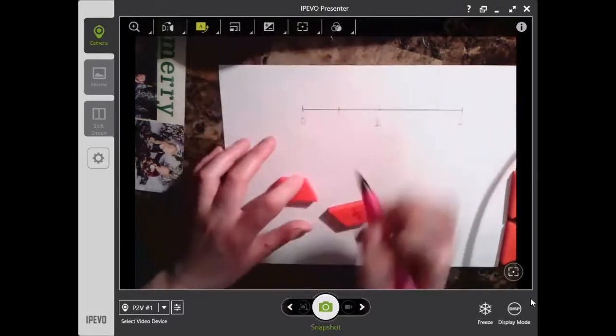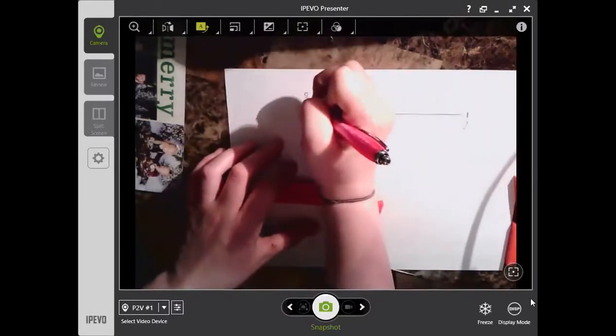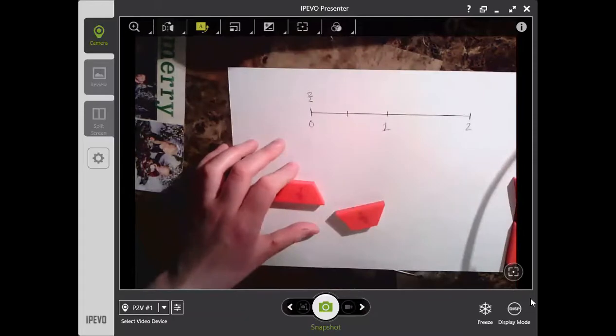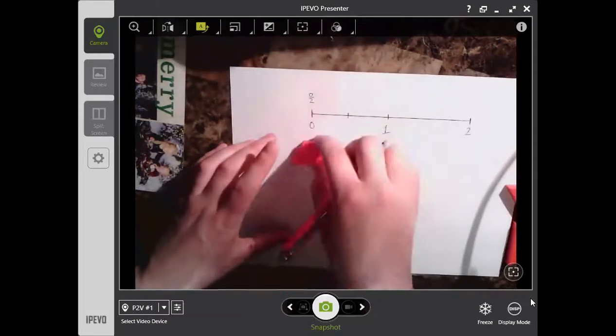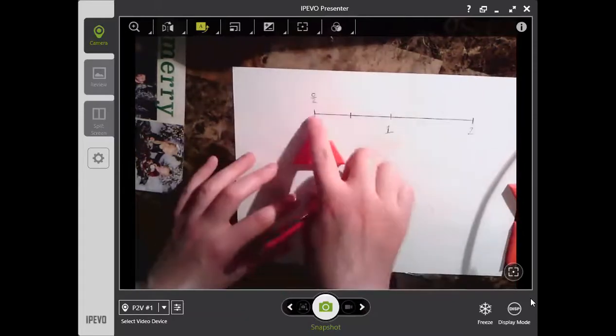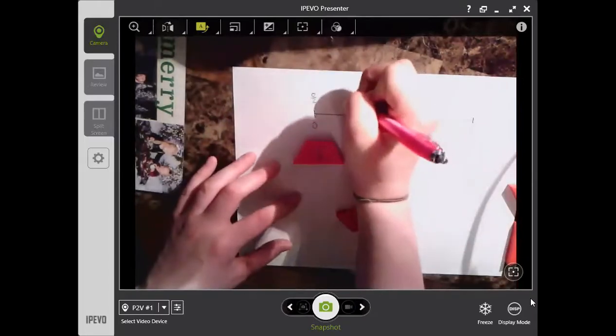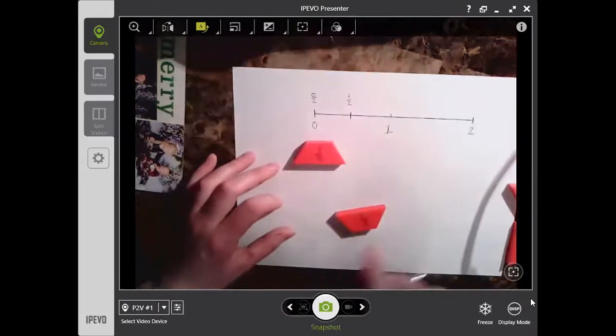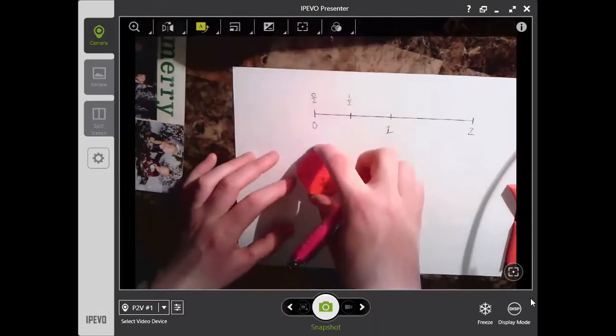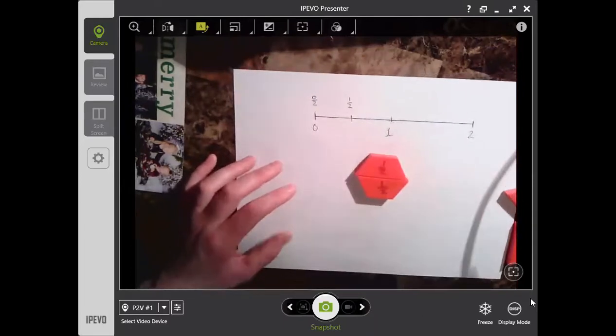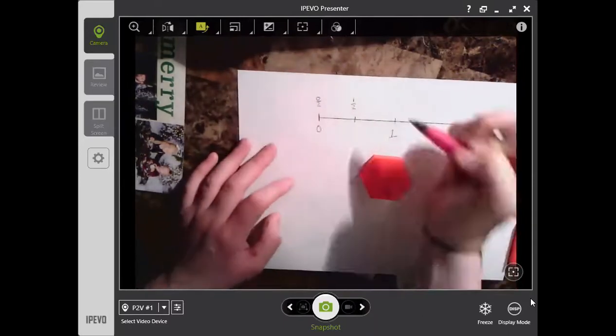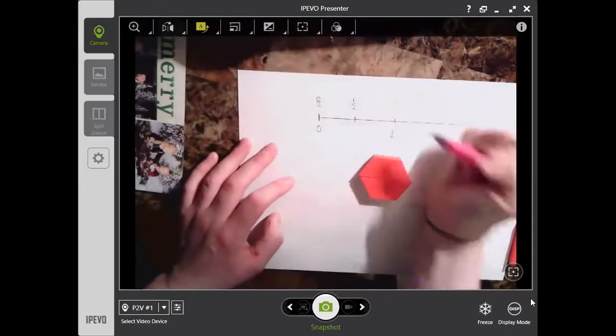So 0, another name would be 0 halves. And then when I place my piece down, I now have, from here to here, 1 half. When I put another piece down, I now have 1 whole, or another name for that would be 2 halves.